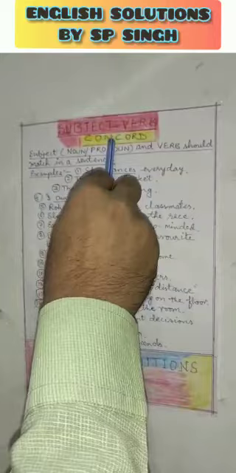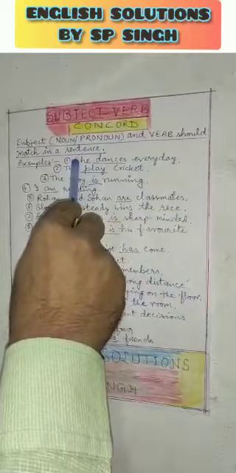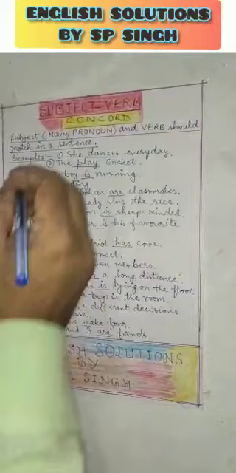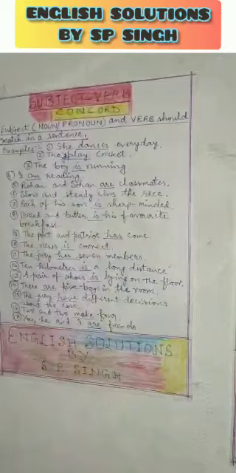Examples are there. She dances every day. Here "she" is singular, "dances" is also singular. Usually verbs in English are in plural form, so for making them singular, we have to add S or ES. They play cricket. Here the second example is "they play cricket." "They" is plural and "play" is usually in plural form, so that is agreeing here.